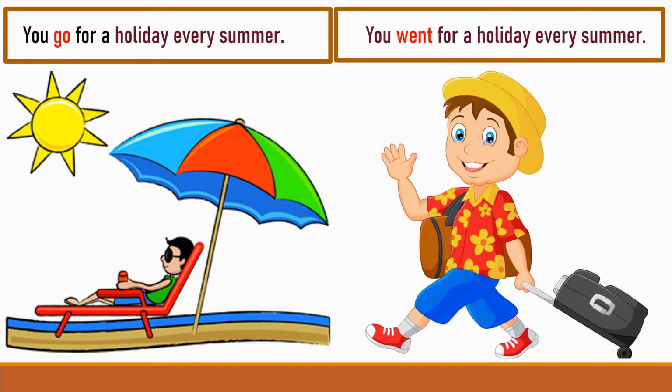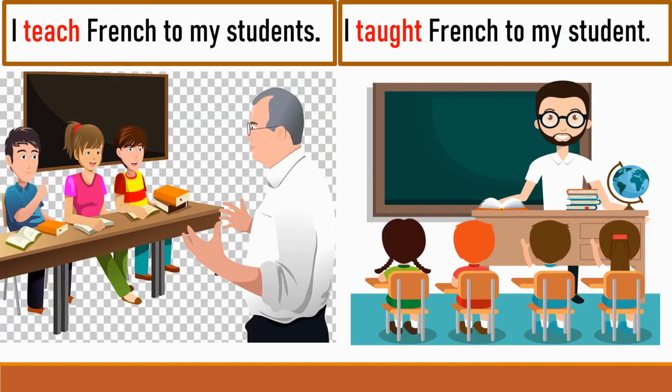Have you understood? Now student, let's see this sentence. I teach French to my students. So student, here teach is a present tense. Understood, student? Now let's see the next sentence. I taught French to my student. So here taught is a past tense, meaning already done.